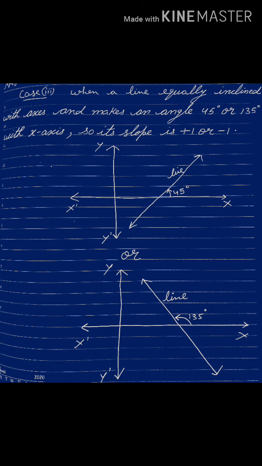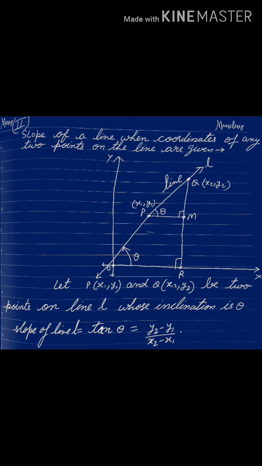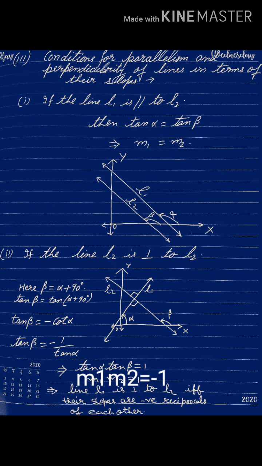Third case, when the line is equally inclined with the axis, means makes an angle 45 degree or 135 degree with x-axis. In this case, slope m is equal to +1 or -1. Now in next point, slope of a line when 2 points on a line are given as shown in figure. P and Q points are given, so slope m is equal to tan theta is equal to y2 minus y1 upon x2 minus x1.